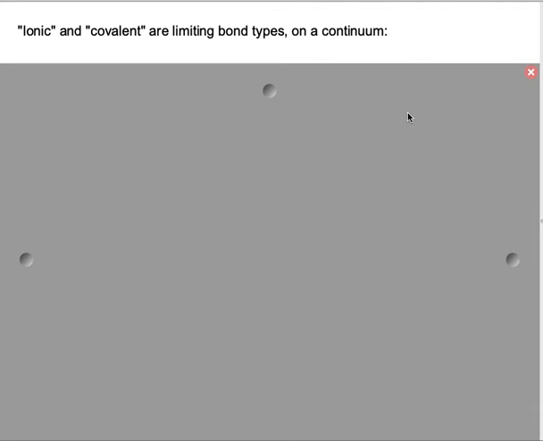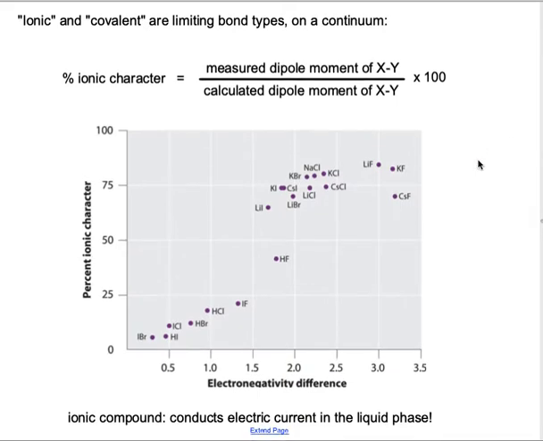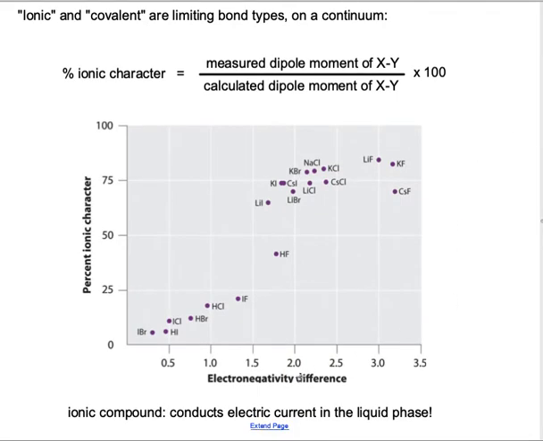One point that I'd like to make is that when we describe bonds as being ionic and covalent, those really are limiting bond types on a continuum. And it is actually possible to calculate the percent ionic character of a bond by taking the measured dipole moment, dividing by the calculated dipole moment, and multiplying by 100. And what you see is that as the electronegativity difference increases, the percent ionic character increases as well.